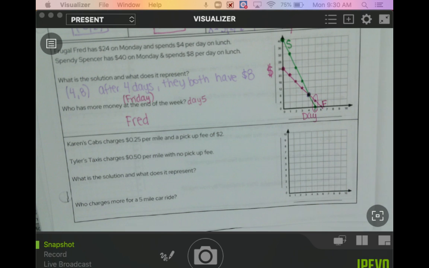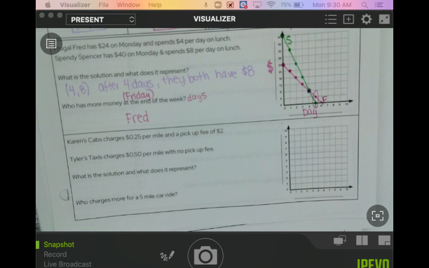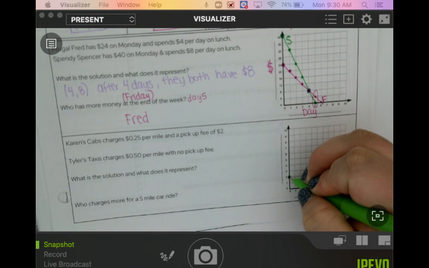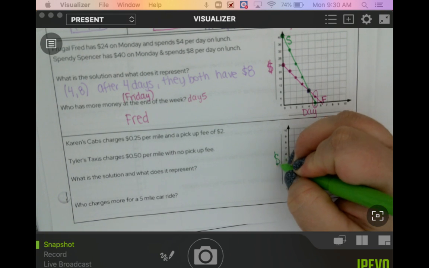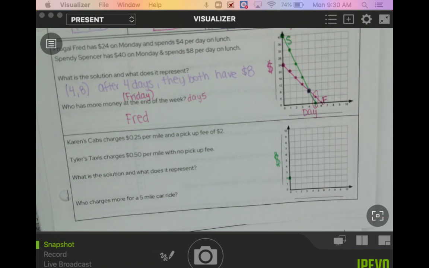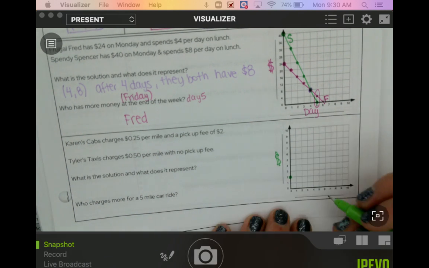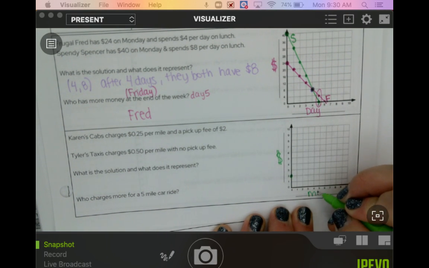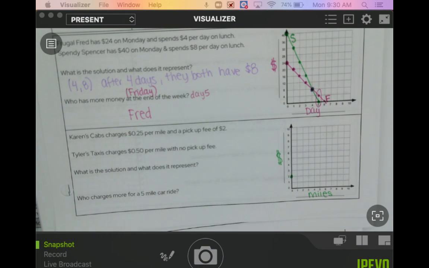Okay. And then we're going to do the same type of thing with the next one. Karen's cabs charges 0.25, we're going to talk about that in a second, per mile, and a pickup fee of $2. What that means is you have to go spend $2 just for Karen to hire Karen's cab. Okay. And again, that's going to be your money over there on the left. And then it's based on the number of miles. So it says per mile, whereas up above it was per day. So the part that says per or each after it, A, that's your slope, and B, that tells you what the x-axis is going to be.